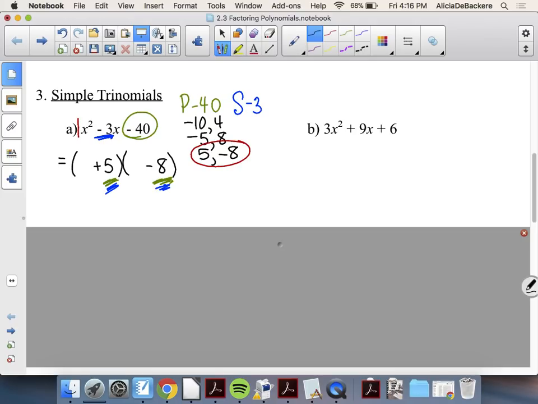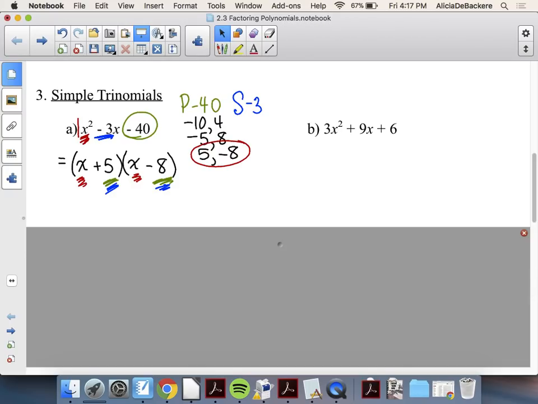And just double check that. When you multiply it back out, you're going to get the negative 40, and when you add them together, you're going to get the negative 3. At the front of the bracket, if you were thinking about what needs to go at the front here, well, the two front numbers need to multiply to the front number in your trinomial. That's why with a simple trinomial, it's x and x to get my x squared. Don't forget I can check my work by foiling or multiplying, expanding that back out.